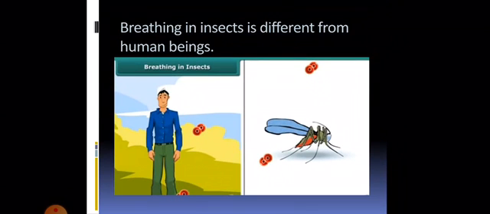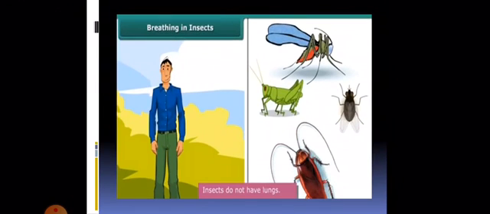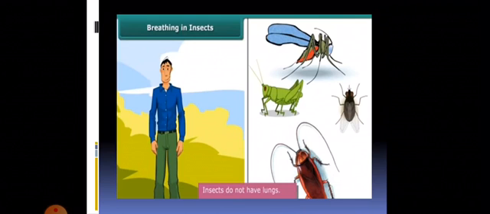Breathing in insects is different from human beings. Insects do not have a nose and lungs like us. So how do they breathe? Let's know about it.